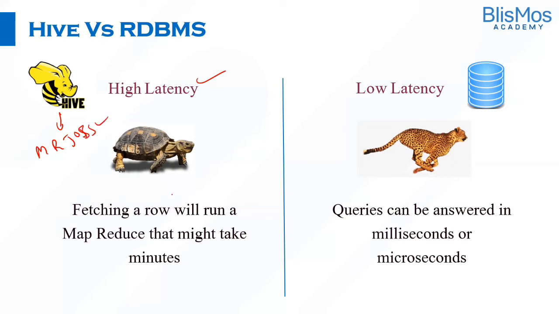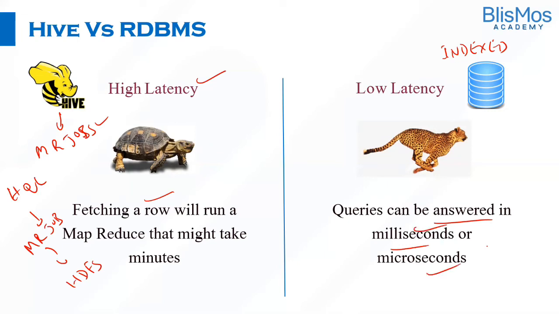Whenever you want to fetch a row from data in HDFS, Hive has to convert the HQL into MapReduce jobs. Then the MapReduce jobs go to HDFS and fetch the records. That also contributes to the delay in getting the data. On the other hand, since the data is indexed in an RDBMS, there are no MR jobs, and queries are answered in milliseconds or microseconds.